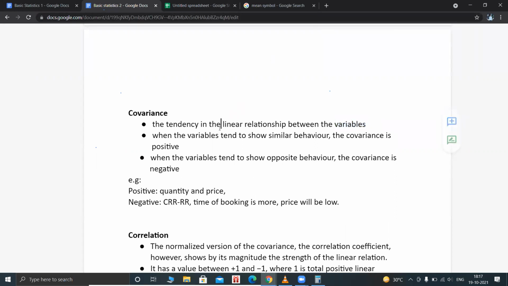What is a linear relationship, guys? Basically covariance tells the linear relationship between the data. What do we mean by a linear relationship? If I change one value, how is the other value getting changed? How is the other value getting changed? Is this clear, guys? A linear relationship.